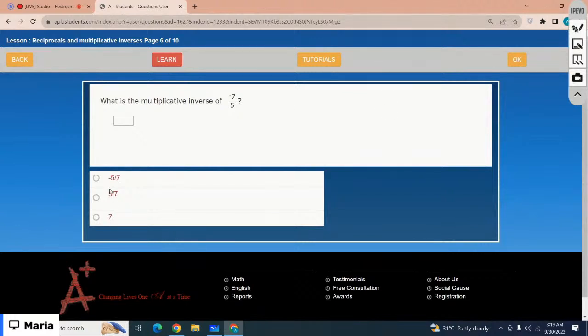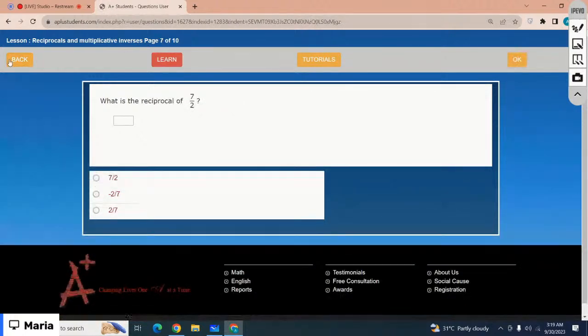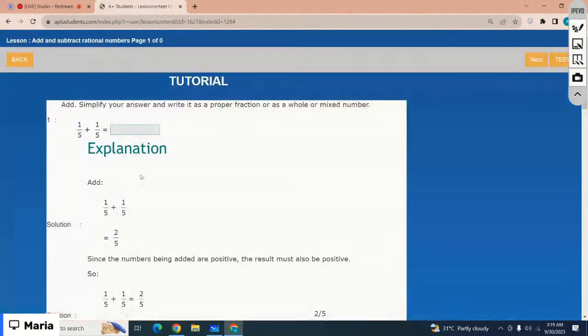That would be negative 5 over 7, right? Okay, you can complete the lesson by yourself later today. Let me just move on to the next lesson. The next lesson is add and subtract rational numbers, right? Let's just start with the lesson.